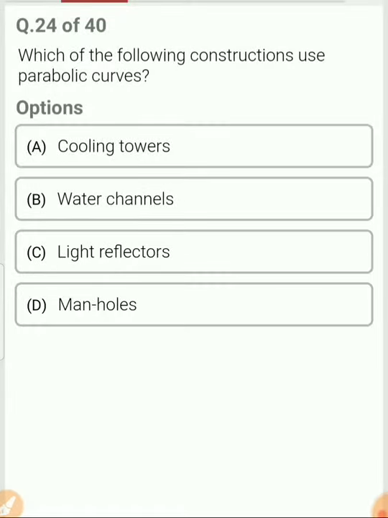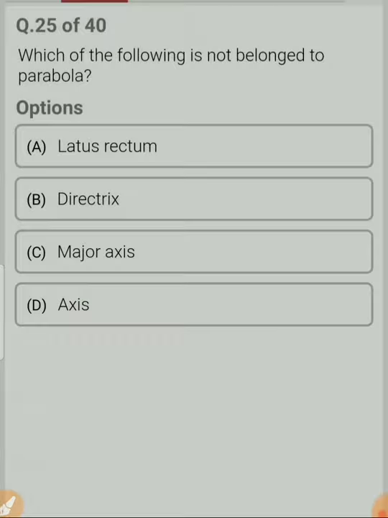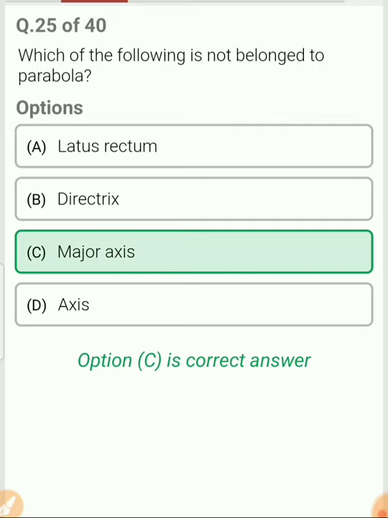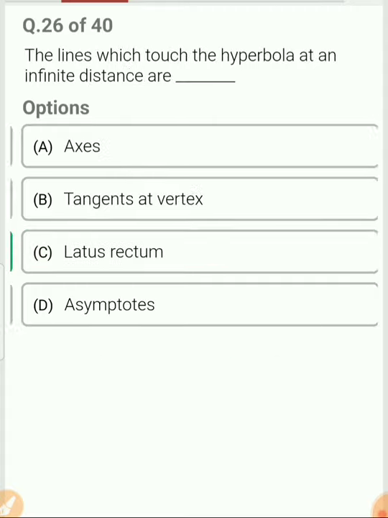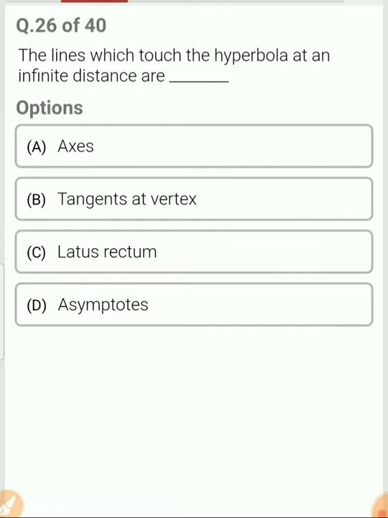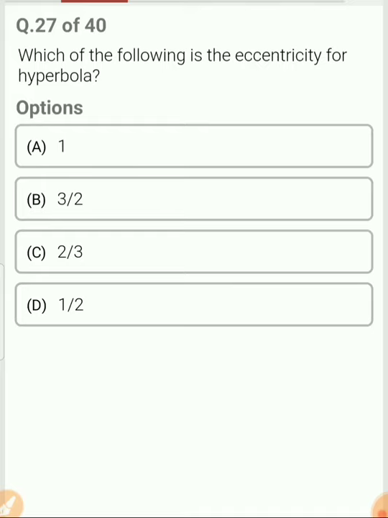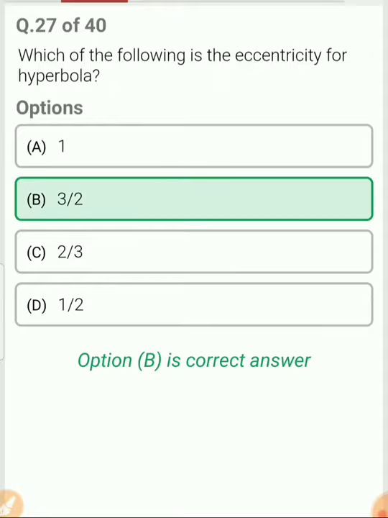Which of the following constructions uses the parabolic curve? So parabolic curves are found in cooling towers. Which of the following does not belong to parabola? In a parabola, there is nothing like a major axis. Major axis can't be found in a parabola. We have a directrix, latus rectum and axis in the parabola, but there is no major axis in the parabola. Major axis is there in the ellipse, right? It is not in the parabola. The line which touches the hyperbola at infinity is called an asymptote. Which of the following is the eccentricity of the hyperbola? Eccentricity of the hyperbola is greater than 1, so the answer for this is option B, 3/2.